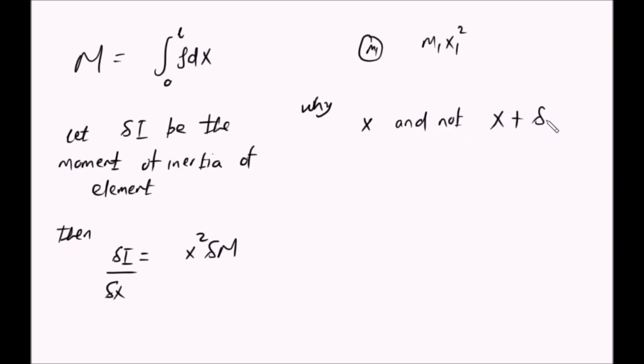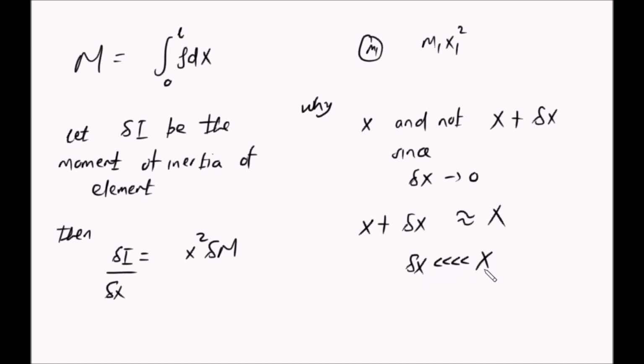So unaweza ukaniuliza sasa, mbona nimetumia x and not x plus delta x? This is because tushasema delta x na approach 0, manake ni ndogo sana, iongezi kitu, manake x jumlisha delta x ambayo ni almost 0 is just approximately equal to x. Okay, delta x is very small compared to x. Ndio maana hapa tumeconsider x. Kwa hiyo moment of inertia ni x squared times the mass over, usawi huku, delta x.